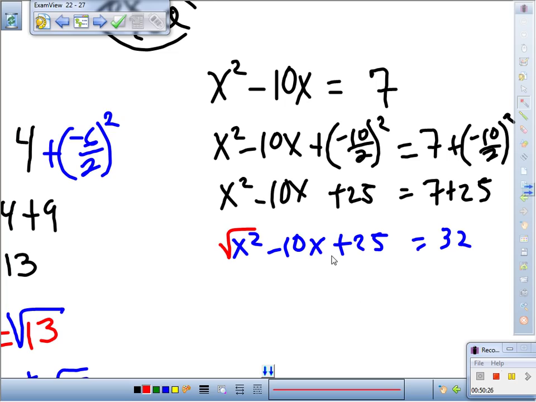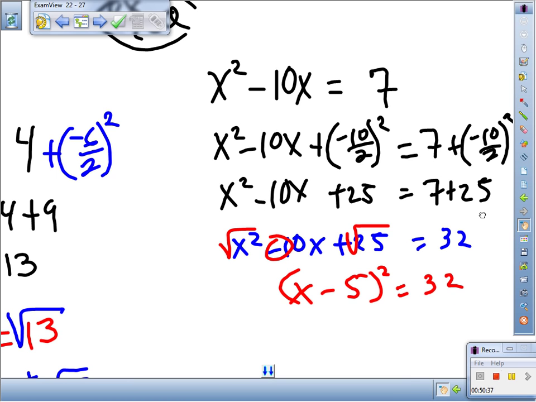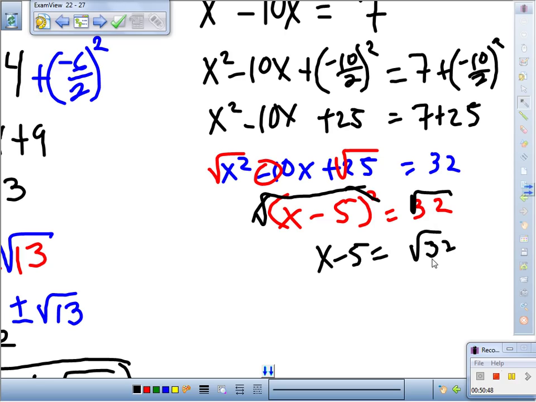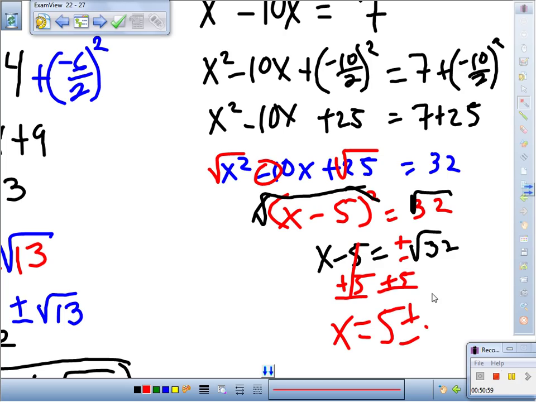Shortcut for factoring, square root of the first, square root of the last, middle, sign, squared equals 32. From there, everyone? Square root, x minus 5 equals square root of 32. Then we do plus minus. And we do plus 5, solution, x equals 5 plus minus square root of 32. Hands if you got that. Okay, good.